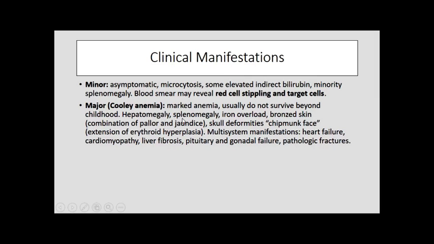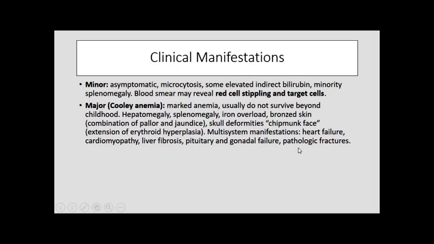They will have important hepatomegaly, splenomegaly, iron overload, bronze skin, a combination of pallor and jaundice. And they are going to have some skull deformities, like a chipmunk face, because of extension of the erythroid hyperplasia into the bones of the skull, in the bone marrow of the skull bones. And some multisystemic manifestations. They are going to end up having heart failure, cardiomyopathy, liver fibrosis, failure of the pituitary and the gonads, pathologic fractures.